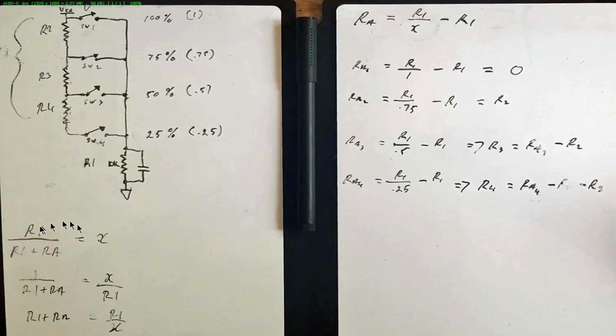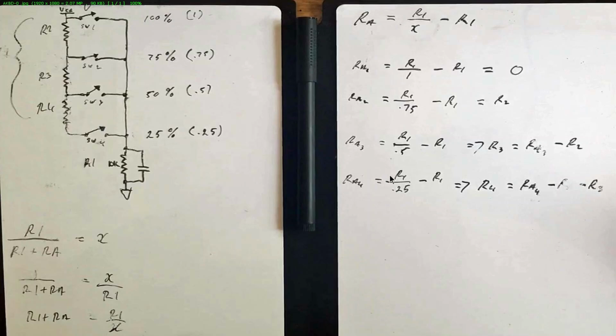If we look quickly here at our voltage divider formula, we just rearrange that a little bit, and we come out here that RA, that's RA up here, is equal to R1 over X minus R1, where X is that percentage: 1 for 100%, 0.75, and so on. And these are the separate equations for working out the actual value of the resistors that we're going to need. This gets a little bit tedious doing all this. It's not that hard, it's just tedious.